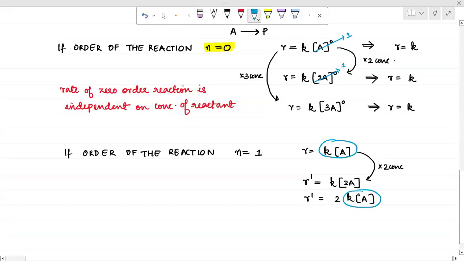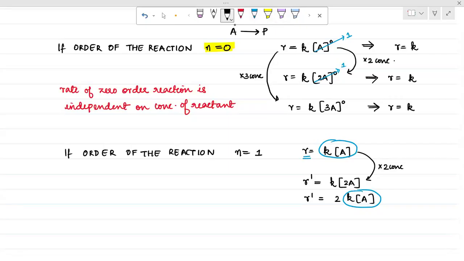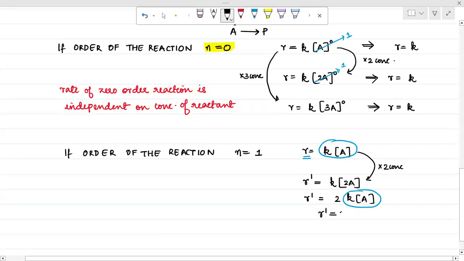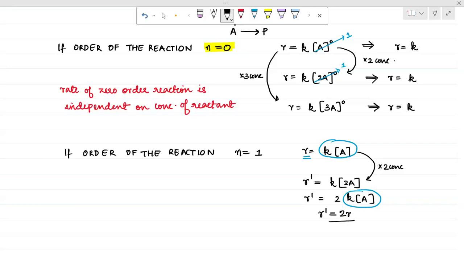K into A is same as R. I can substitute it over here, which means my new rate is equal to 2 times my earlier rate. My new rate is 2 times that of the earlier rate. Which means, understand, when I increased the concentration of the reactant 2 times, my rate also increased or multiplied by 2 times.